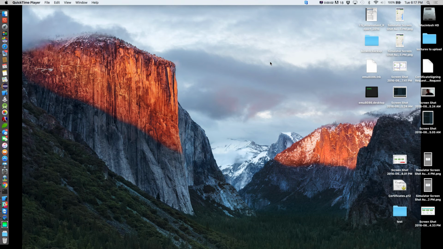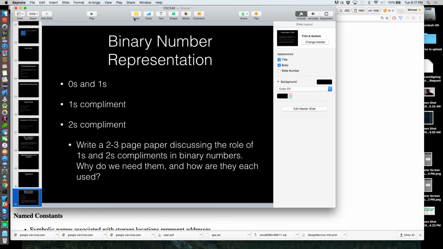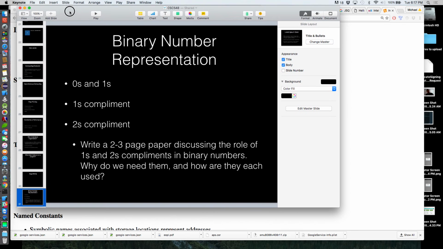Good. You know, CSC548 with a little bit of home association trick. That's right. Okay, so we had a paper on one's complement and two's complement.